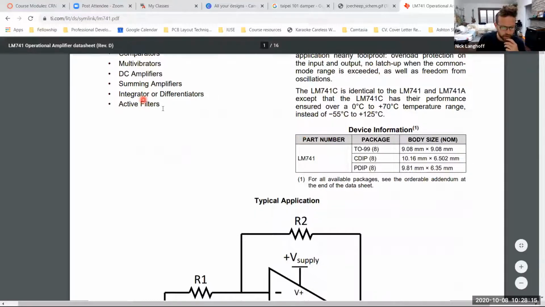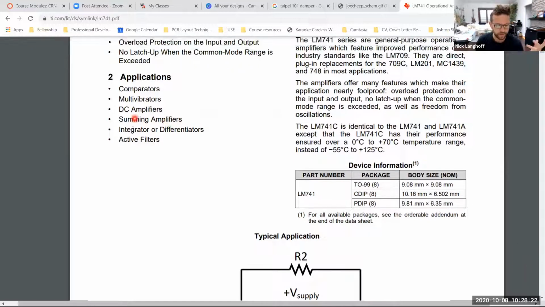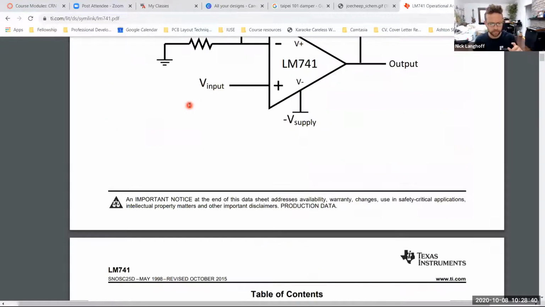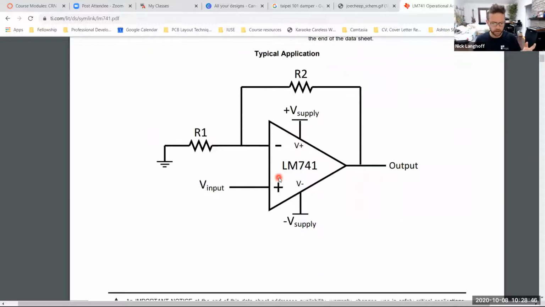So it tells you some applications. These are good for summing amplifiers. That's something we're going to look at, a summing amplifier application. Integrators or differentiators, active filters. We'll get to filters later on in this course. DC amplifiers, so amplifying DC voltages, not AC voltages. And comparators and multivibrators are special kinds of amplifier circuits. So here's the pinout, okay?